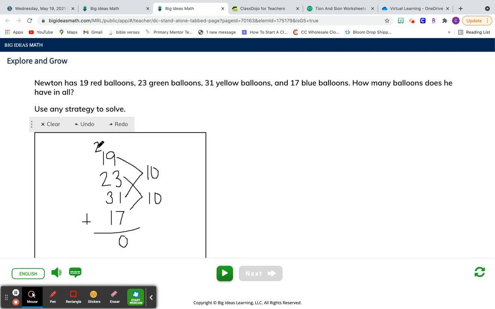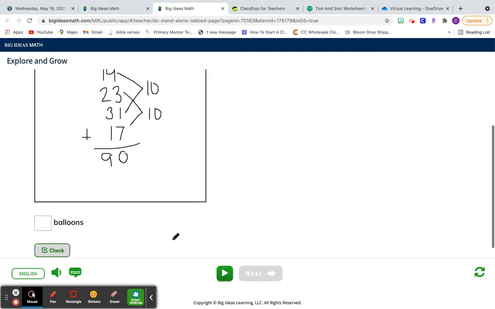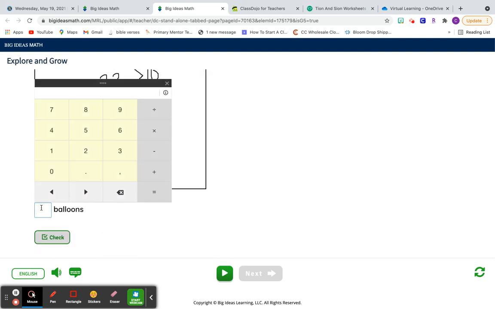Now we're going to add all of our 10s up. So we have 2 plus 1 is 3. Plus 2 more is 5. Plus 3 more is 8. Plus 1 more is 9. So the answer is 90 balloons.